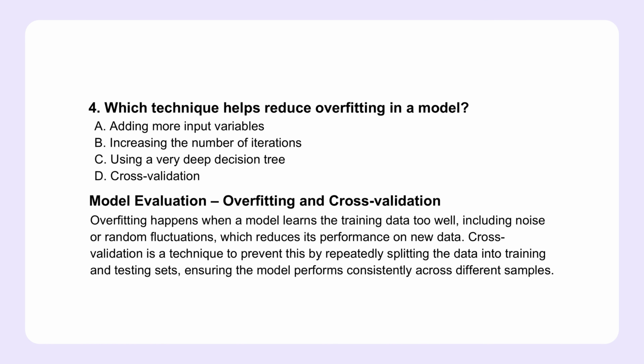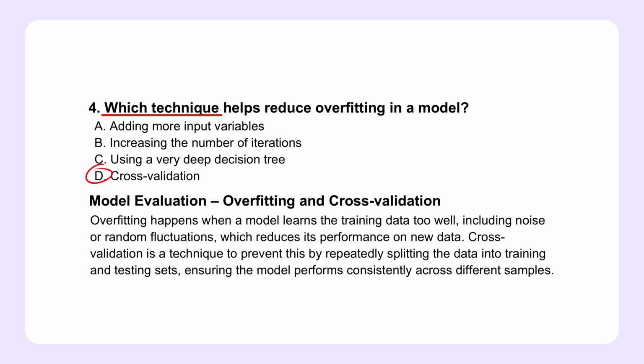Understood. Moving on, question 4. Which technique helps reduce overfitting in a model? Options: adding more input variables, increasing iterations, using a very deep decision tree, or cross-validation. The technique you want there is cross-validation. Overfitting, that's like when the model tries too hard on the training data. Is that right? That's a good way to put it.